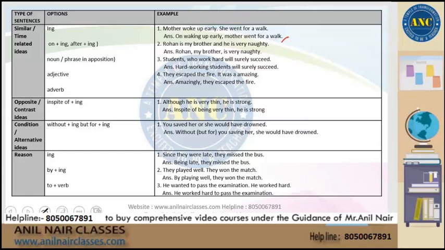Rohan is my brother and he is very naughty. What will you say? Rohan, my brother, is very naughty. Students who worked hard will surely succeed. You can say hardworking students will surely succeed. They escaped the fire. It was amazing. You can say amazingly they escaped the fire. That's how you can join these two sentences to make them one simple sentence.